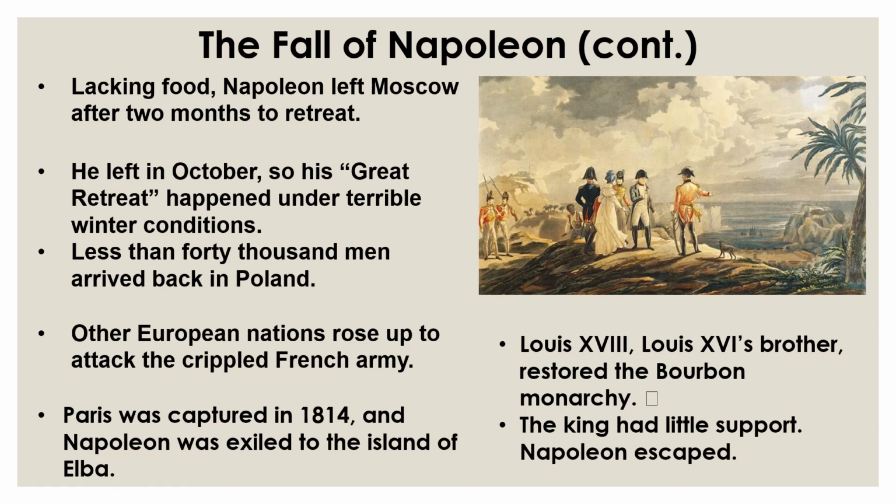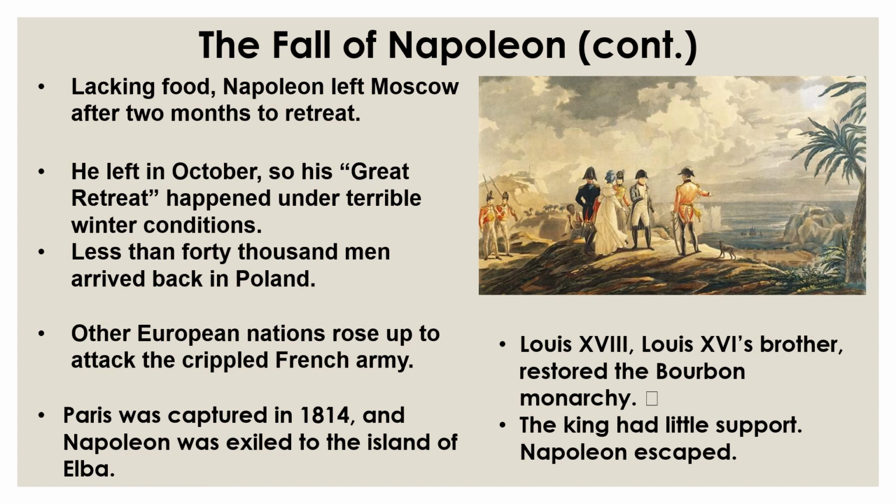This great retreat happened under terrible winter conditions. And remember what I said, he entered Russia with 600,000 men. He left Russia with only 40,000 men, arriving back in Poland where they started from. That is a huge amount of losses. Over 560,000 people died. Over 500,000 folks.